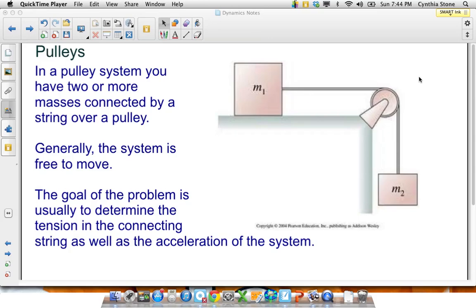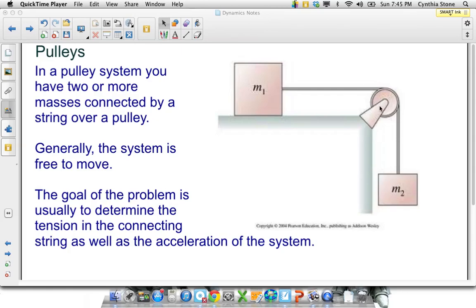Prep grade 12 physics, looking at pulleys. In a pulley system, you've got two masses, and they're connected around a pulley, so there's a change of direction. The beauty with pulleys is that we treat it as a one-dimensional problem. You've got a system that's free to move, even though one is moving horizontally and the other is moving down. We still treat it as a one-dimensional problem.